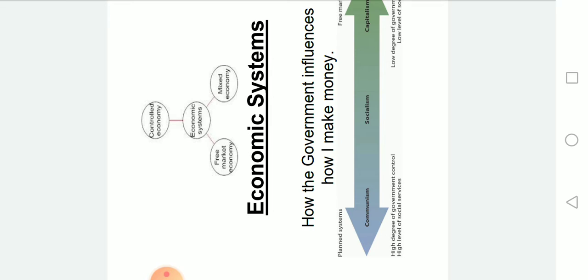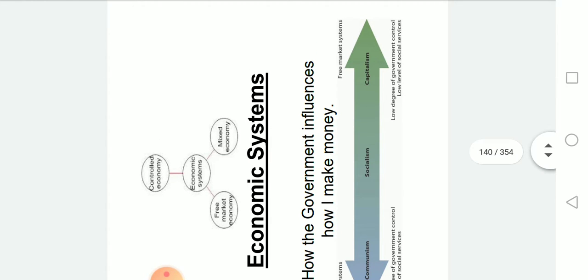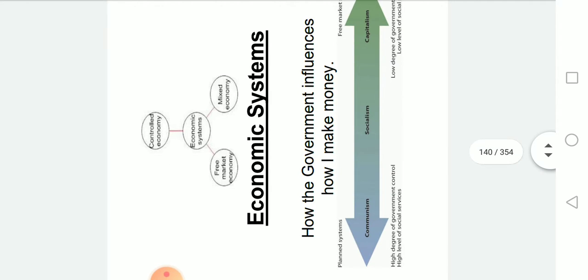When I talk about communism, this means that I have a high degree of government control and high level of social services. So, as the government here offers social services to serve the society, and in between, I have socialism. It's between communism and capitalism, and capitalism means that we have a free market system, with low degree of government control and low level of social services. So, let's have here a hint about this controlled economy.